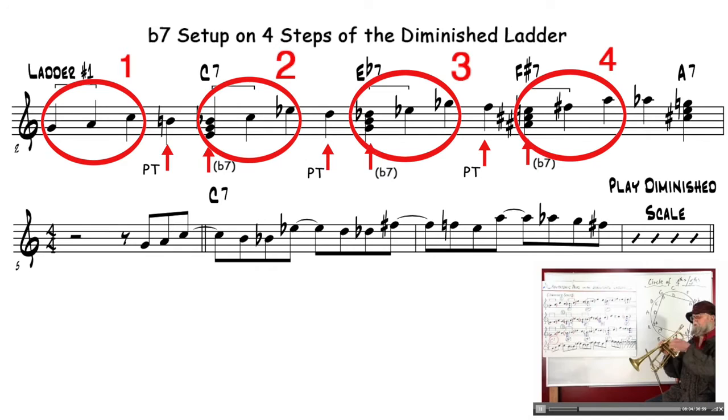In lesson three, the flat seven setups are moved up four steps on the diminished ladder, creating a wide range of altered chord vocabulary.